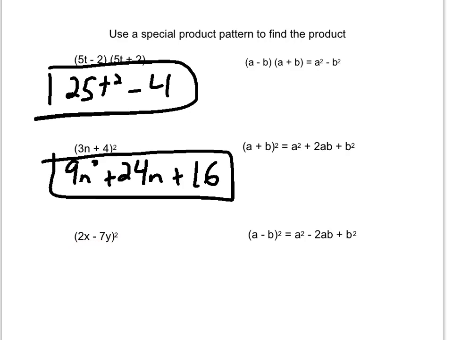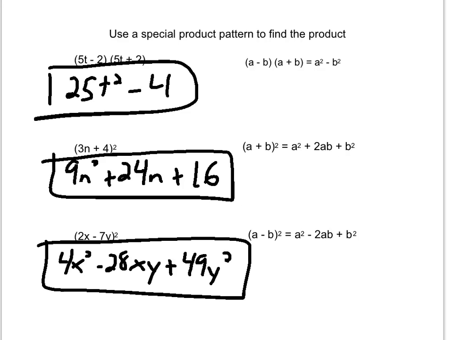Again, a lot quicker than FOILing it out. And here we've got the difference binomial squared. So it's the first term squared. 2x times 2x is 4x squared, minus 2 times the first one times the second one. Well, 2 times 2x is 4x, and 4x times 7y is 28xy. Okay, plus the last term squared. 7y times 7y, 49y squared. Again, easy to do mental math if we can recognize the pattern and memorize these formulas.